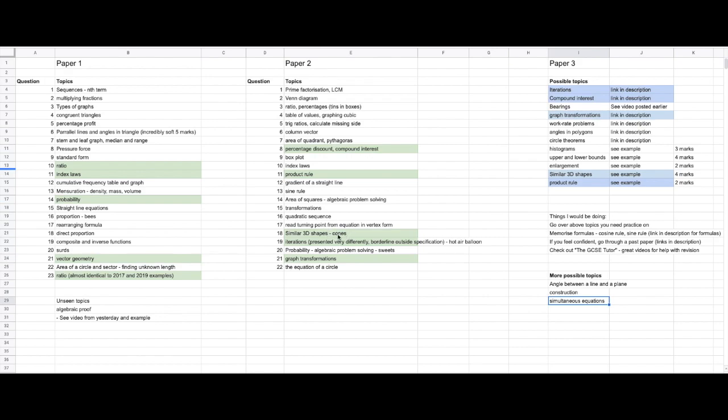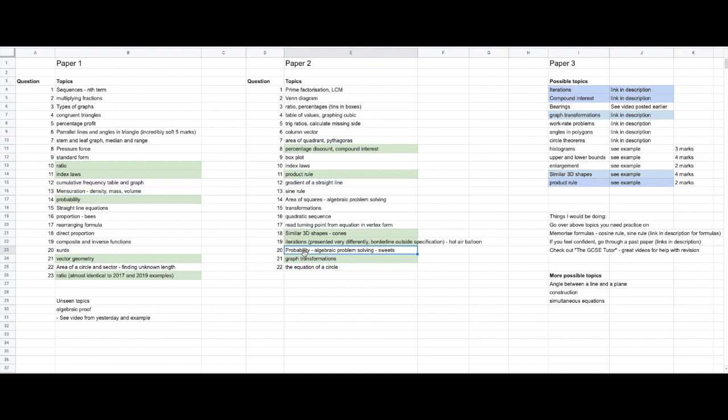That was a fairly interesting question actually. 19 was iterations, but it was presented differently to how you would usually see an iterations question. And actually I meant to erase this. I originally wrote it was outside the specification. I sort of take that back. It was a different question, but I don't think it was outside the specification. And that was the hot air balloon question.